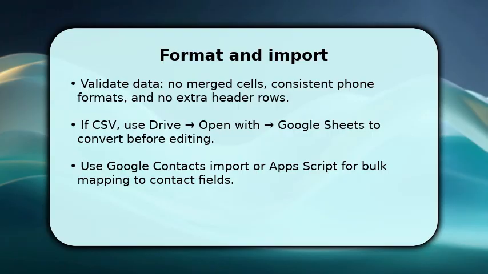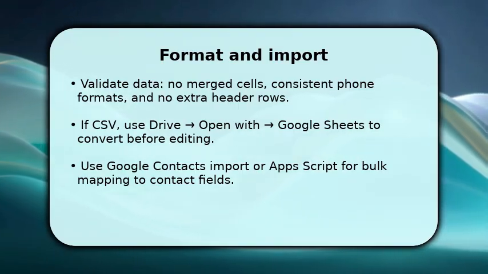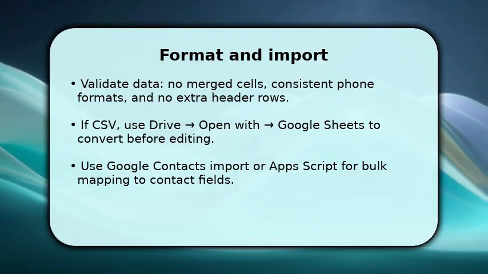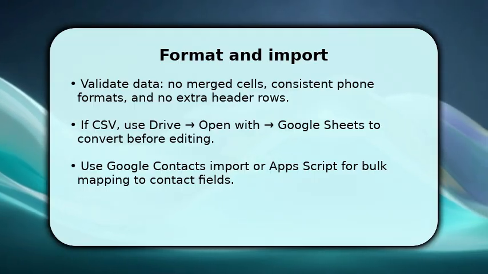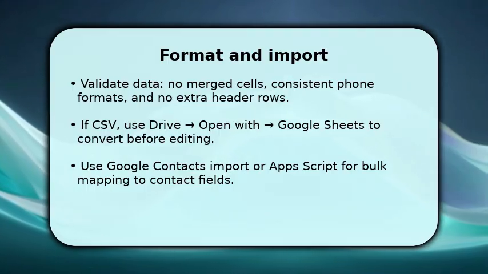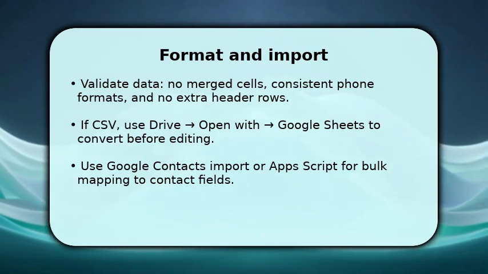If you uploaded a CSV, open it with Google Sheets to convert it, then use Google Contacts import function to map columns to contact fields. Alternatively, run a small Google Apps Script to create contacts programmatically when you have custom fields or many records to process. This ensures accurate sync across devices.